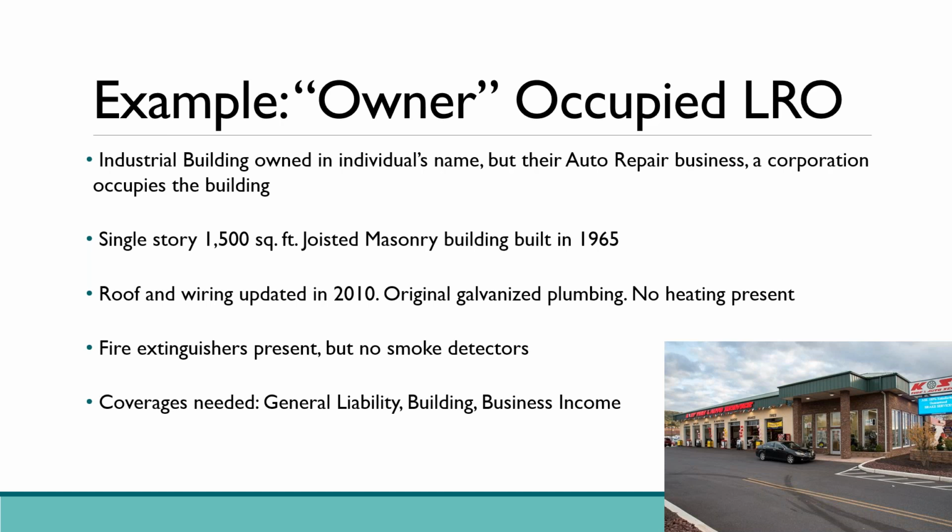So for this example, we're just going to go through things that I would be seeing when I'm reviewing ACORDs and why and how I would quote something. For this instance, they're looking for GL, building coverage, and business income. So we're looking for a package. It's a single-story building, joisted masonry, built in 1965.